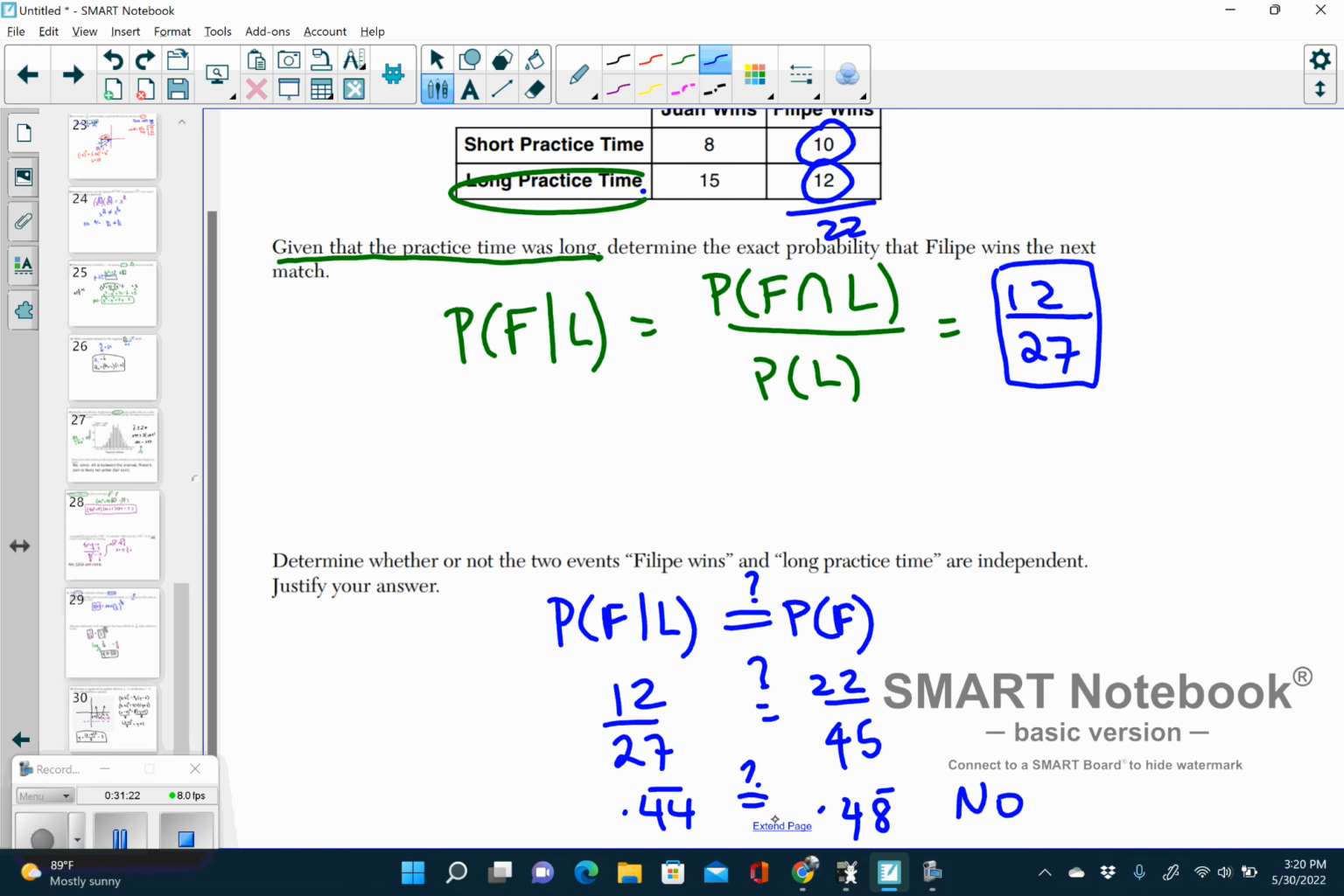So you would say since the probability of Felipe winning given there are long practices does not equal the probability of Felipe winning, the events are not independent. Independent. Okay, I'm gonna abbreviate.